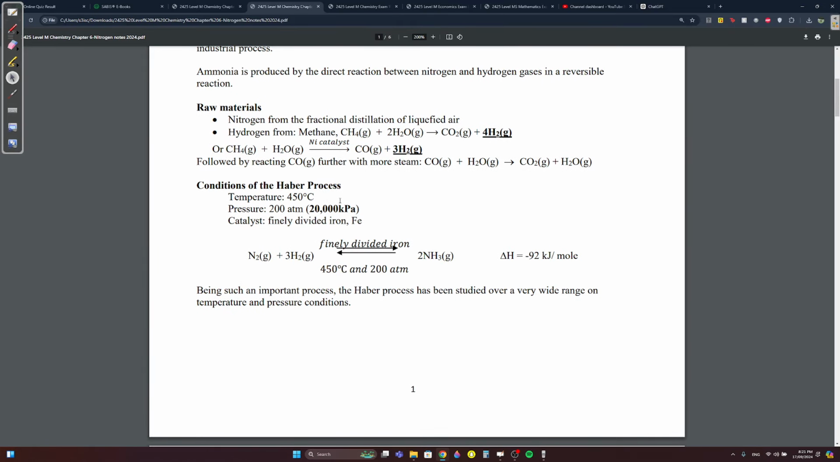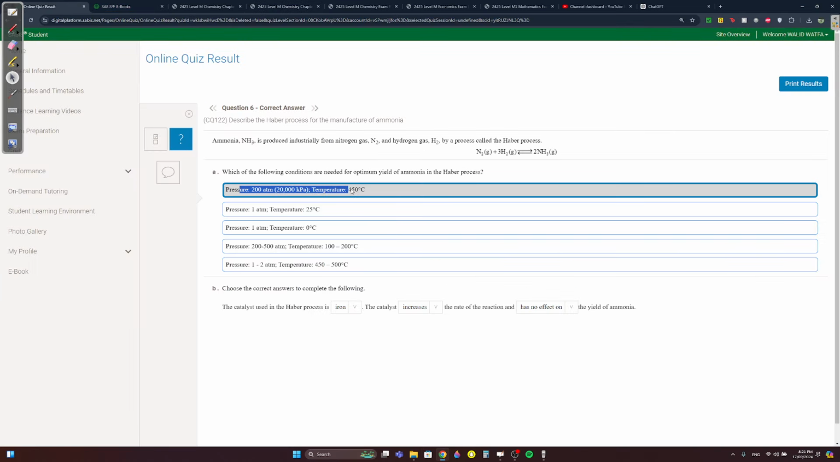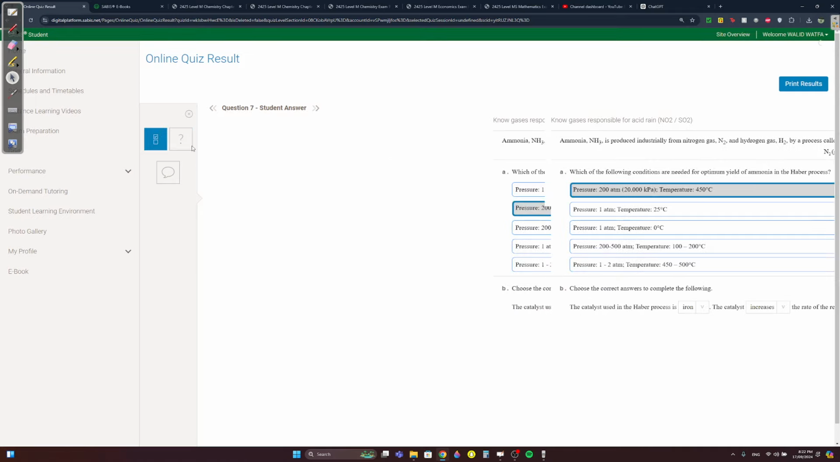Basically what happens in the Haber process, it's the production of ammonia. We react nitrogen with hydrogen to produce NH3. They use the catalyst, which is finely divided iron, and the conditions are 450 degrees Celsius and 200 atmospheric pressure. What is the catalyst? We said finely divided iron, or in other words, iron. What does the catalyst do? It increases the rate, but it has no effect on the yield, right? We said it doesn't affect equilibrium, it only just makes it faster.